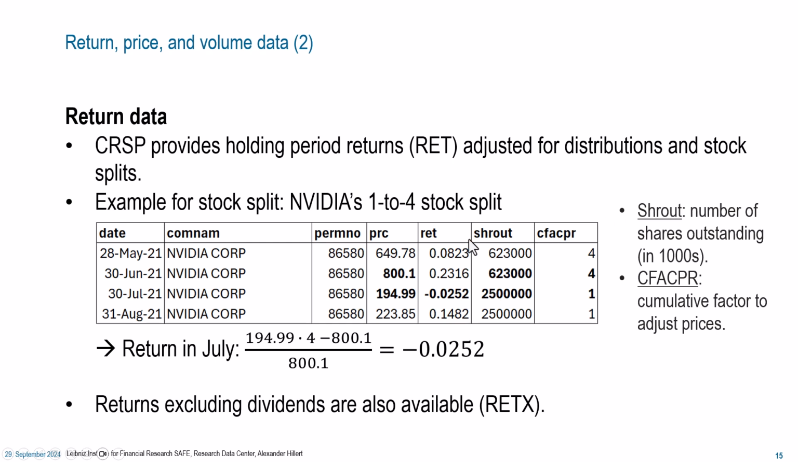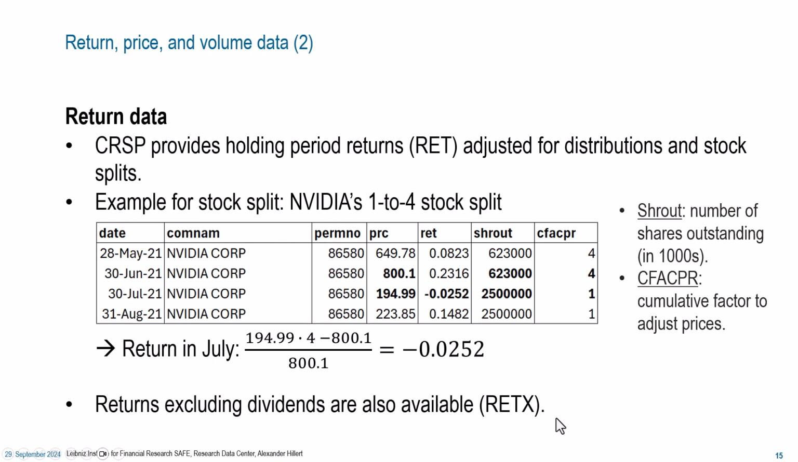So just to provide you with a bit more information about these two variables that I used here, SHROUT is the number of shares outstanding, recorded in thousands. That's why I said before the split we had 623 million shares outstanding, and after the split we have 2,500 million, or 2.5 billion, shares outstanding. And this CFACPR is the cumulative factor to adjust prices.